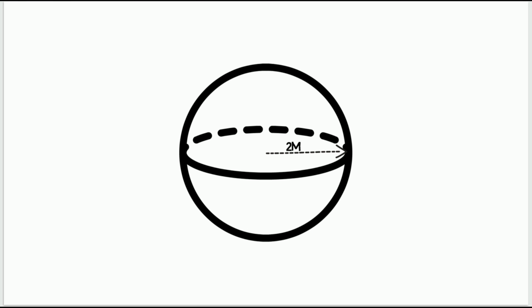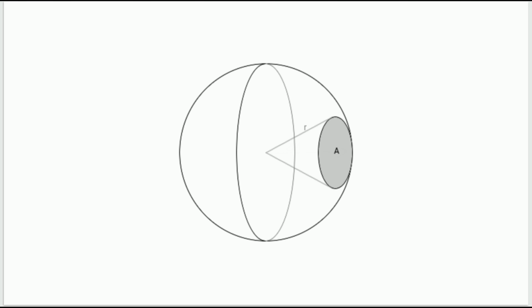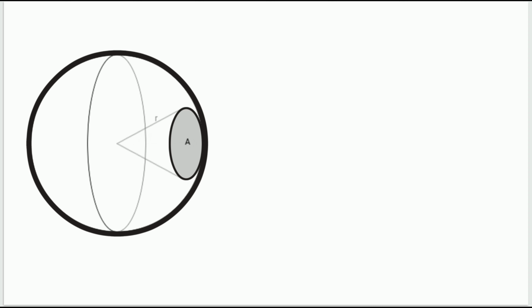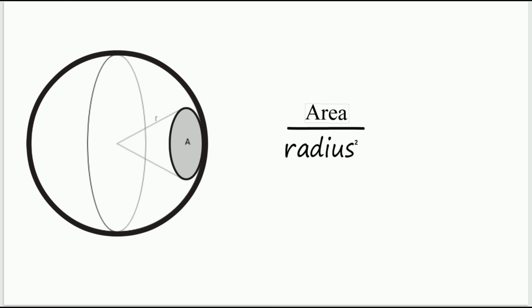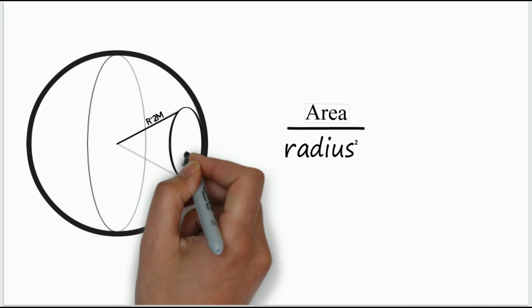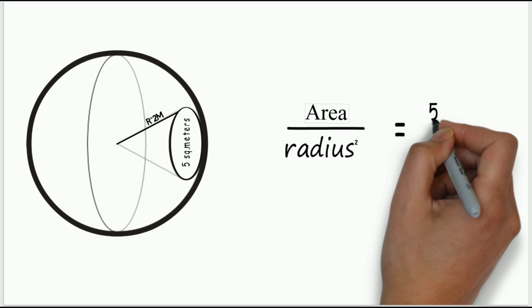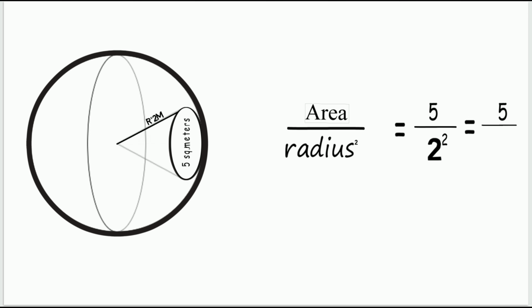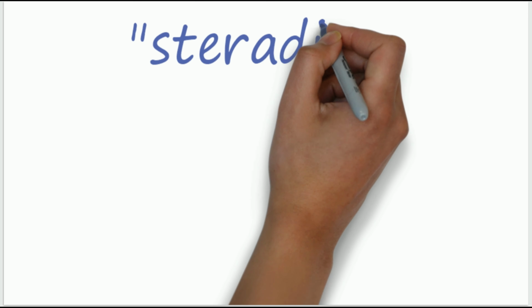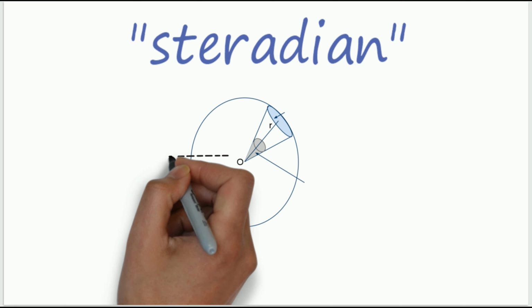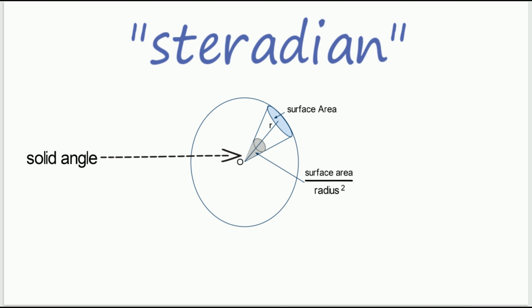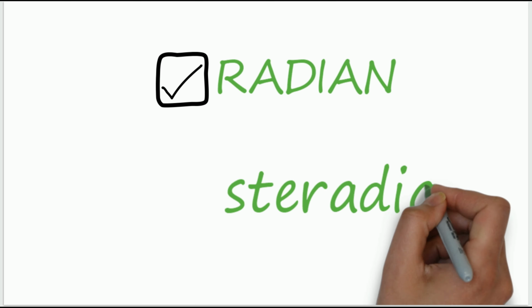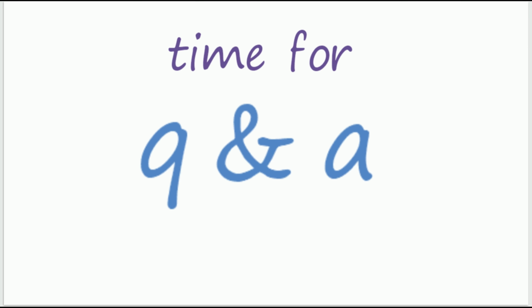For example, let's say we have a sphere of radius 2 meters. So to find how many steradians make up this particular area on the surface of the sphere, we have to divide the area by the square of the radius. So let's just assume this area is 5 square meters. Then we would have 5 by 4 steradians. So a steradian is used to measure solid angles, and the expression of the steradian is the surface area divided by radius squared.